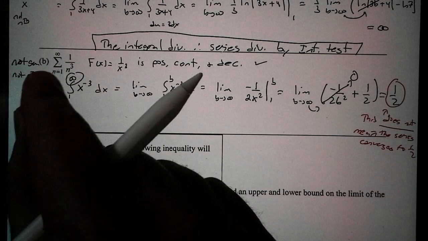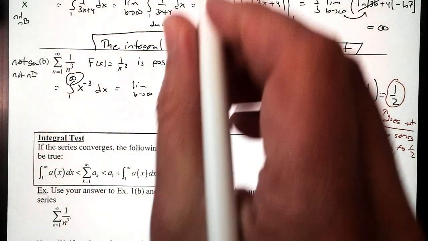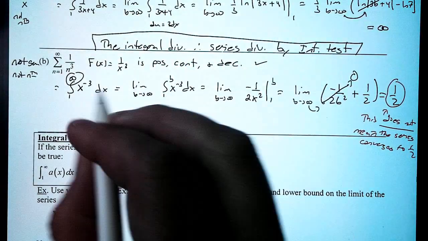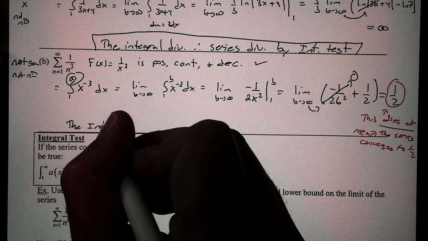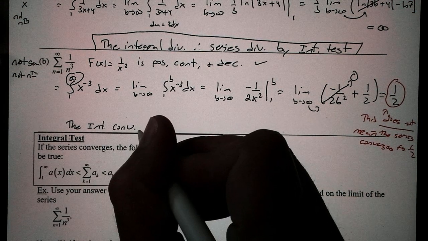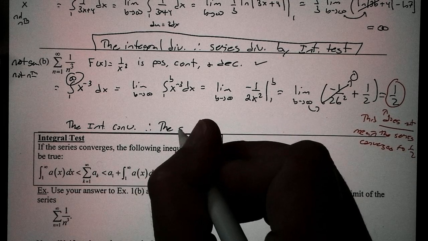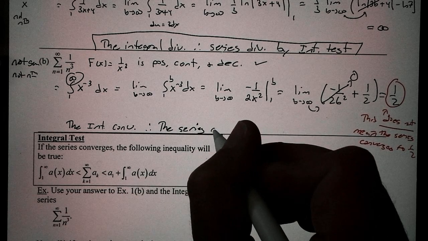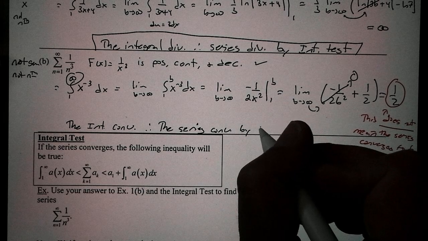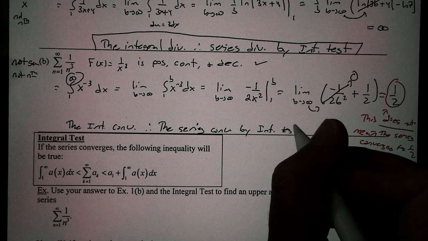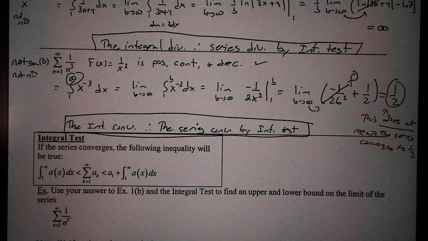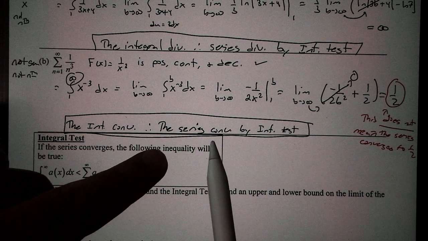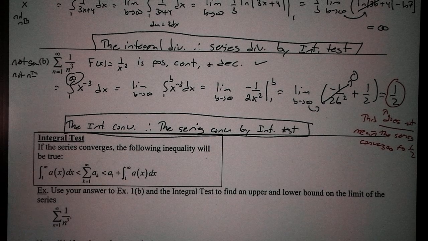That does not mean the series converges to 1/2. All we know is the following. The integral converges, and you can abbreviate, the integral converges. Therefore, the series converges by the integral test. And that's all that means right there. That's all it means for us, okay? We just know that the series converges by the integral test. If you say the series converges to 1/2, you will get that wrong.